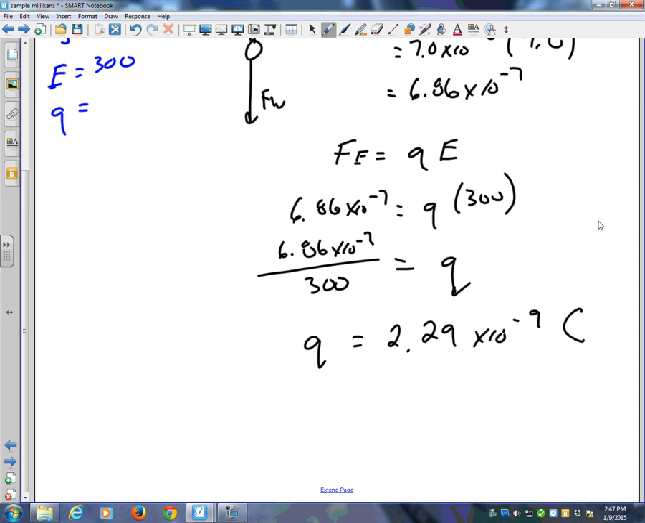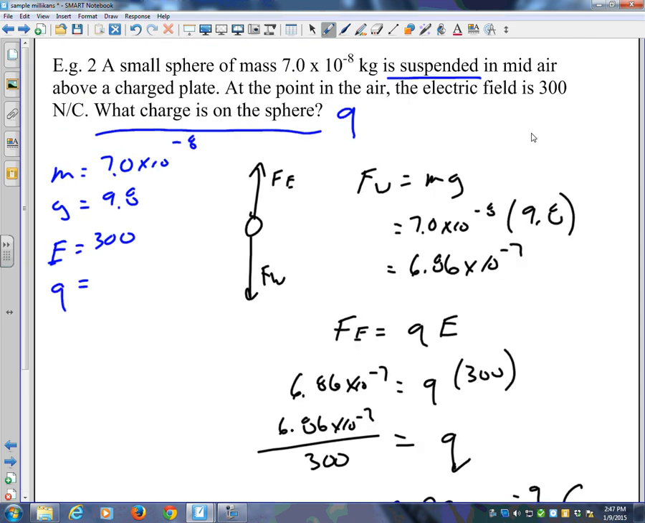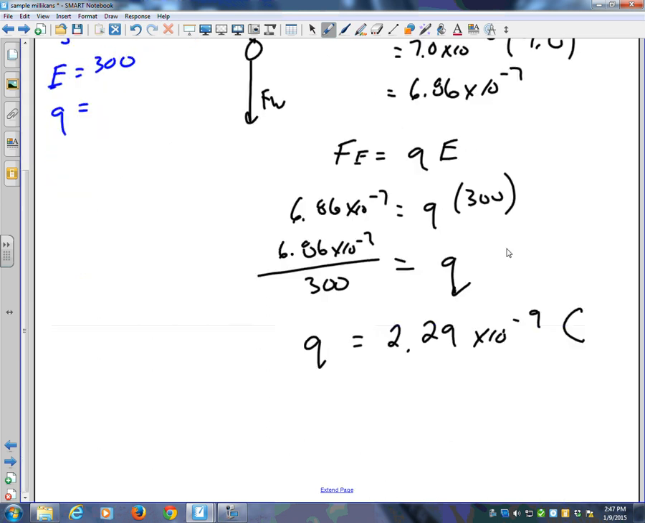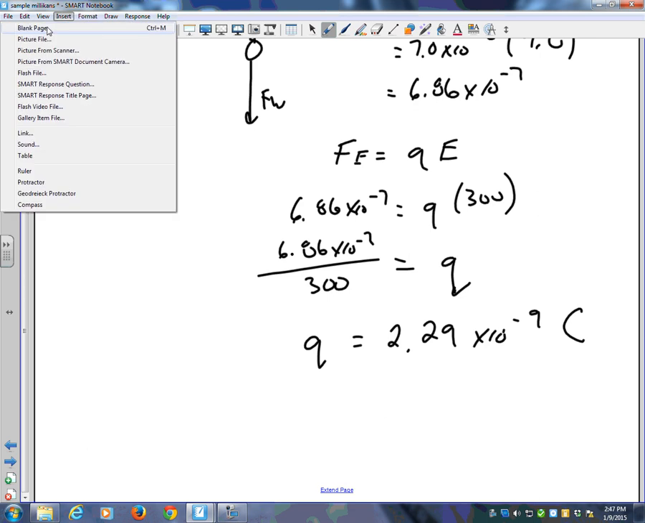Now, Millikan, I want to talk a little about this here, because I didn't say what unit to put the charge on. So what Millikan found out was this. I'm just going to insert a blank page here.